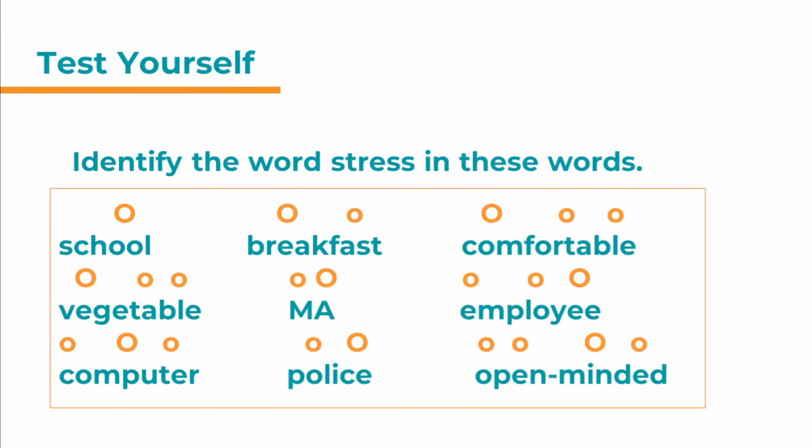And last but not least, open-minded. This is a compound adjective, and compound adjectives are usually stressed on the second word. And here, minded is stressed on the first syllable. So in total, open-minded has the stress on the third syllable. If you look up these words in an online dictionary and you have a look at the phonemic transcript, you can see where the stress is as well.